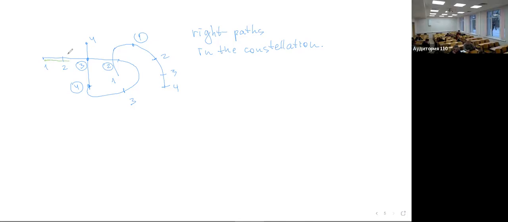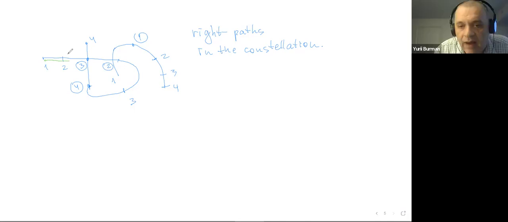No number is skipped. Actually, you cannot skip it, and it does not intersect the constellation. We see 1, then 2, then 3, then 4. Here it stops. That's the end of the right path number 1.